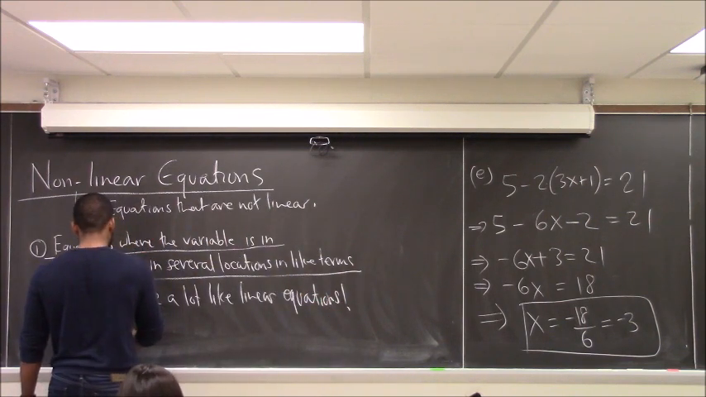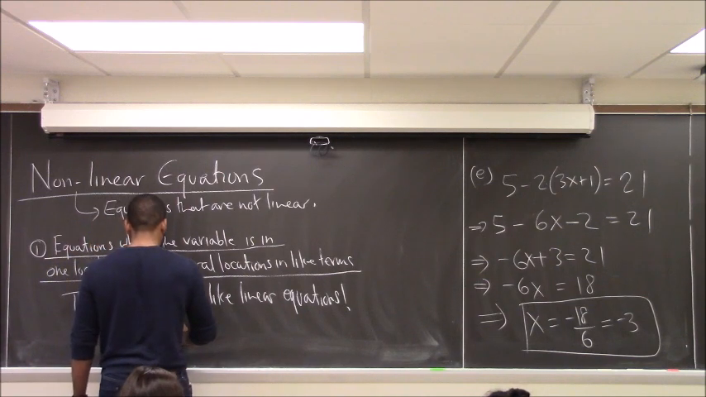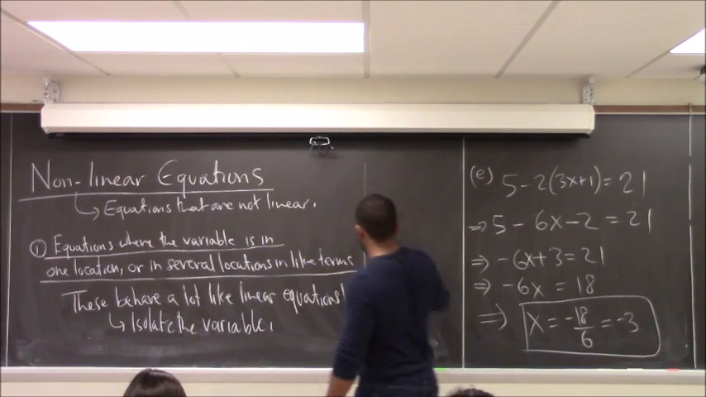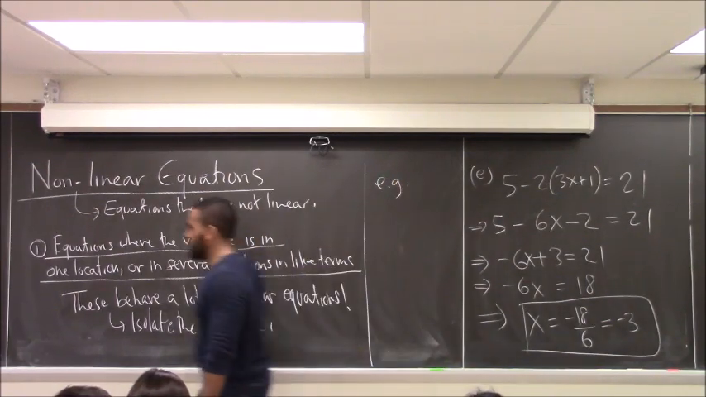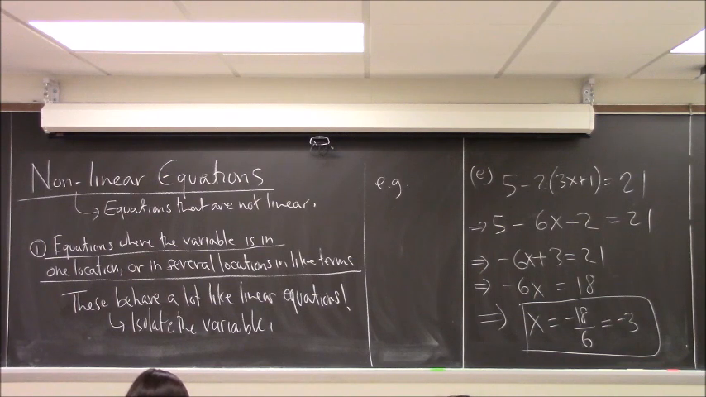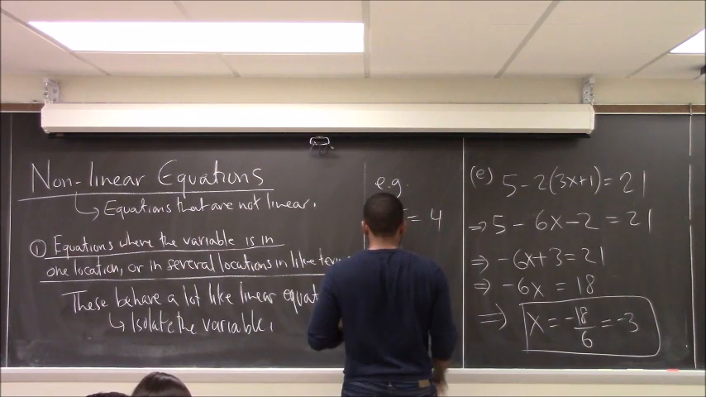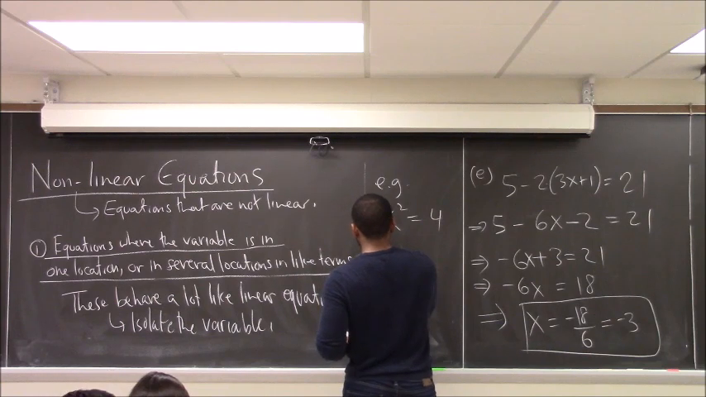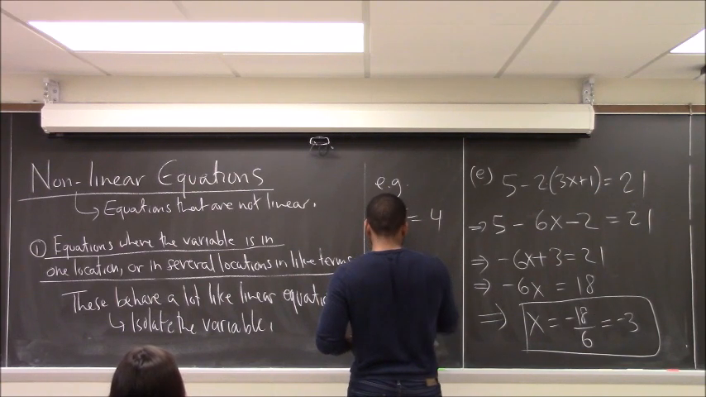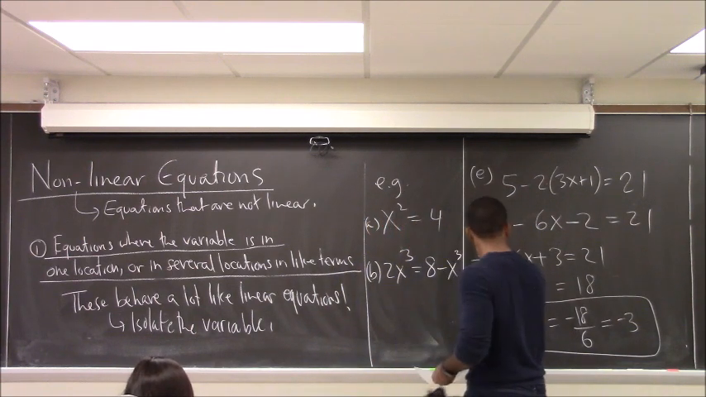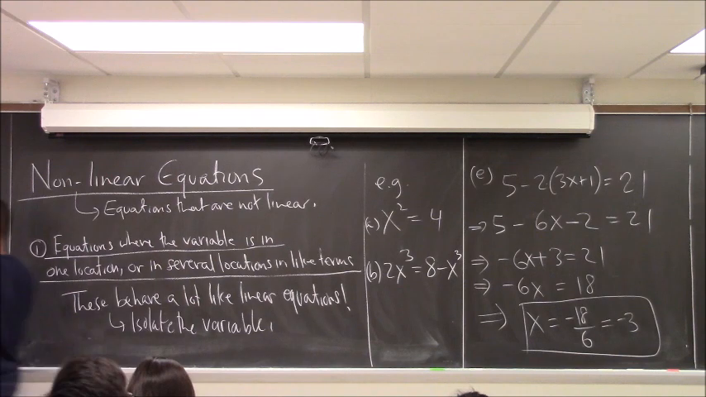You can just isolate the variable as before. Let's look at some examples here. Because they behave a lot like linear equations, there's not much to actually talk about. So you have like x squared equals 4, or you have 2x cubed equals 8 minus x cubed. These are nonlinear equations because the x has a power that's not 1.